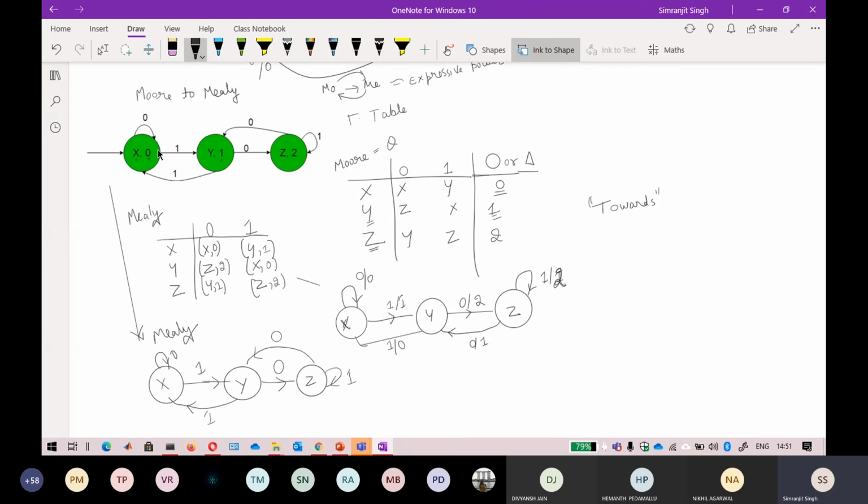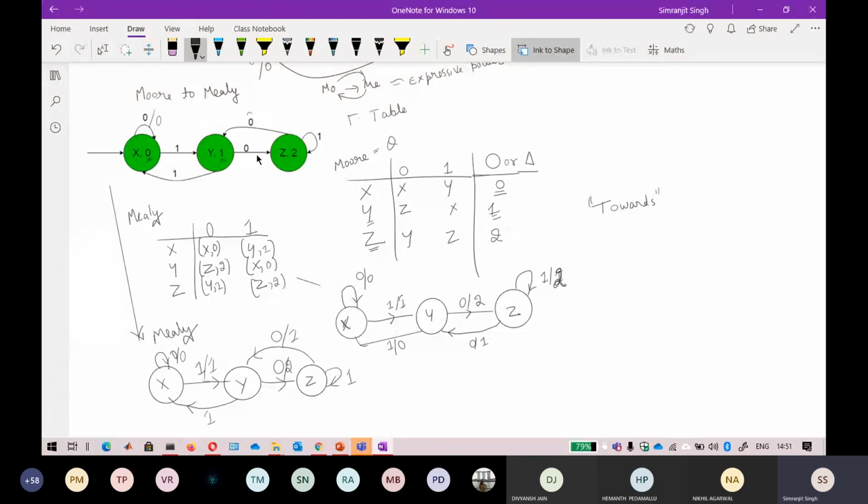Now from X, 0 is coming towards X. You just take the output of it and place it here. Now on Y, 1 is coming towards Y. So take this 1 and place it here. In the same way, this 0 is coming towards Z, so take this 2 and place it here. In the same way, this 0 is coming towards this Y, which means take this 1 and place it here.